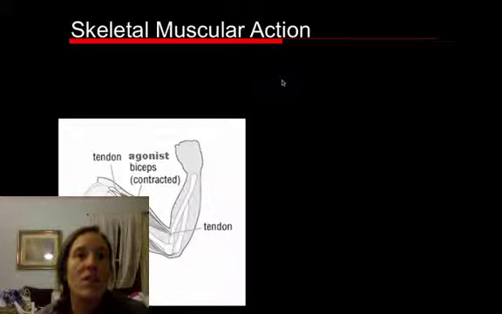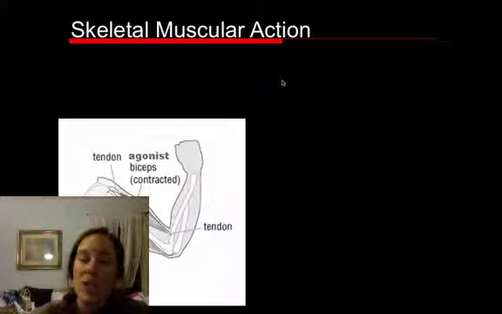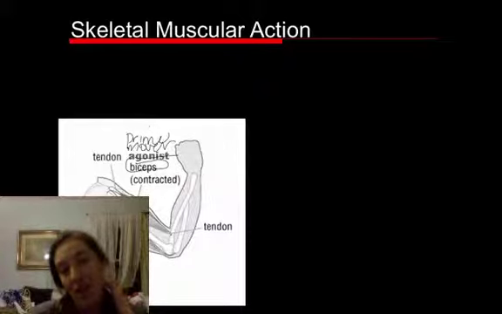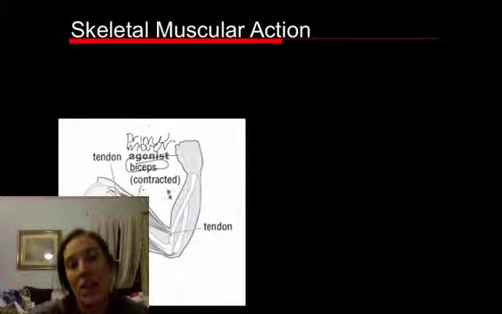A muscle that causes a desired action is called a prime mover, and a muscle that has the opposite effect to the prime mover is called an antagonist. So looking at what we just looked at here, the biceps is going to be what we call the prime mover. This is just another word for it, the agonist. And the triceps, which is causing the relaxation, or the opposite of the desired action, is called the antagonist.